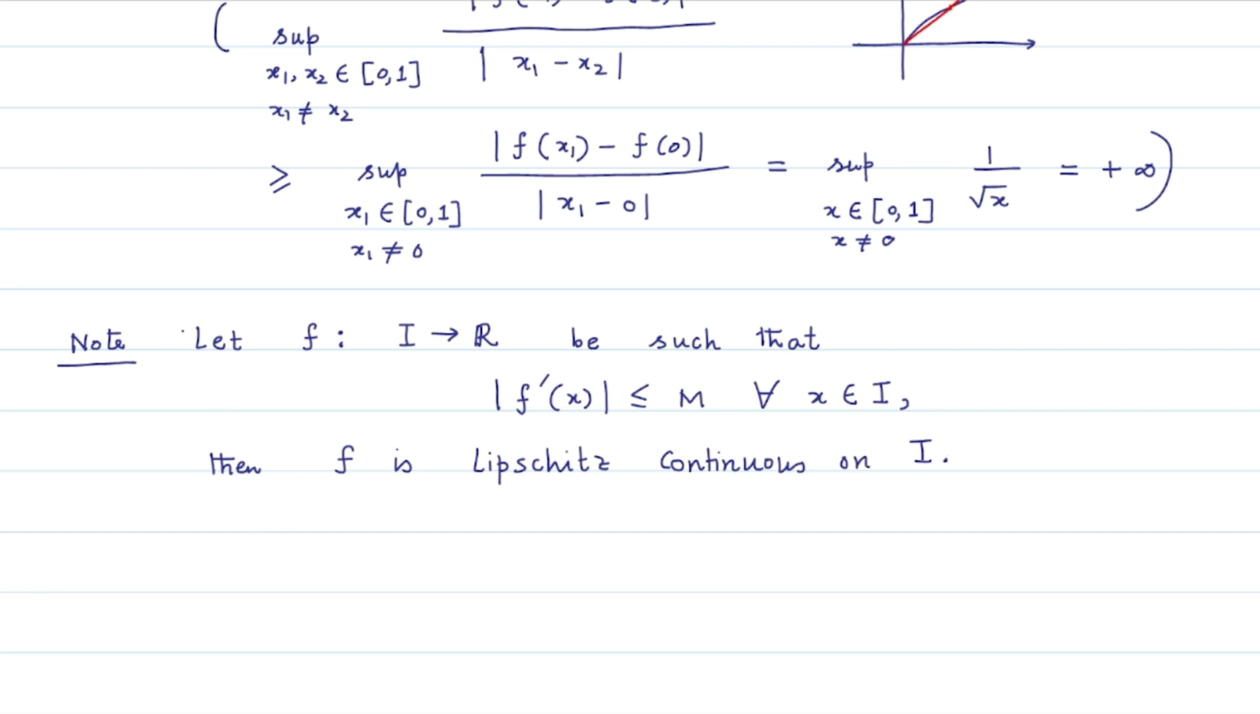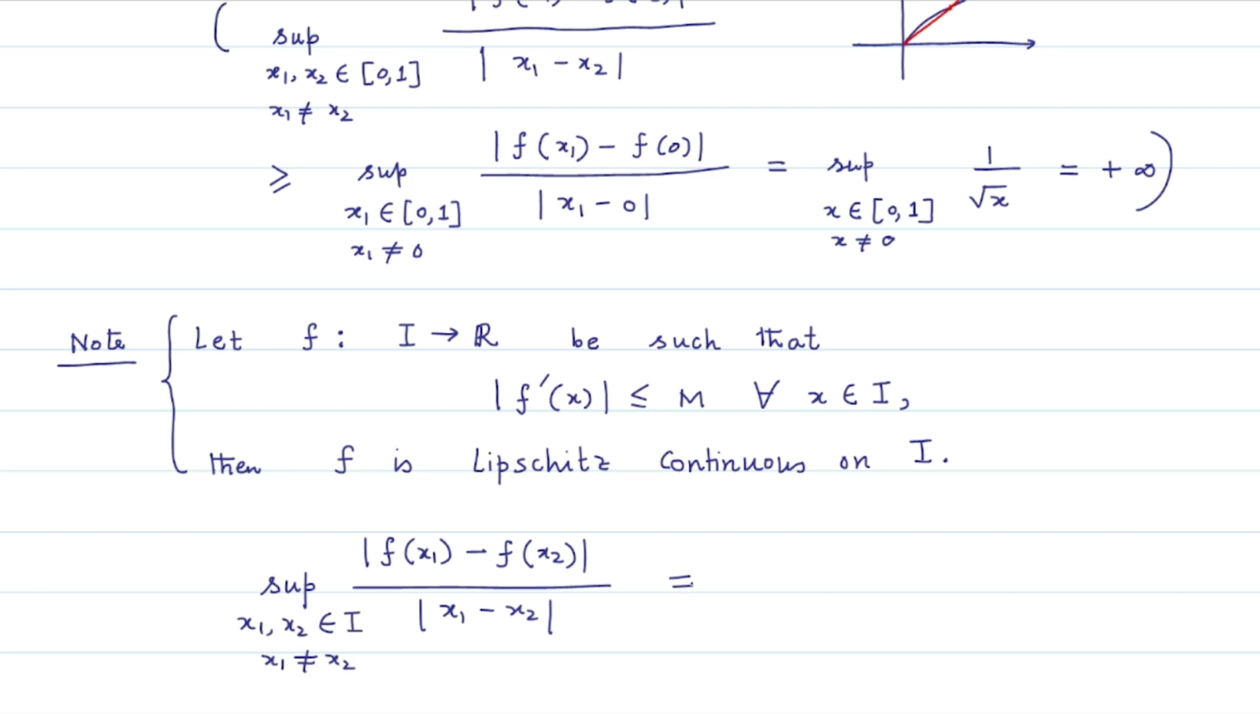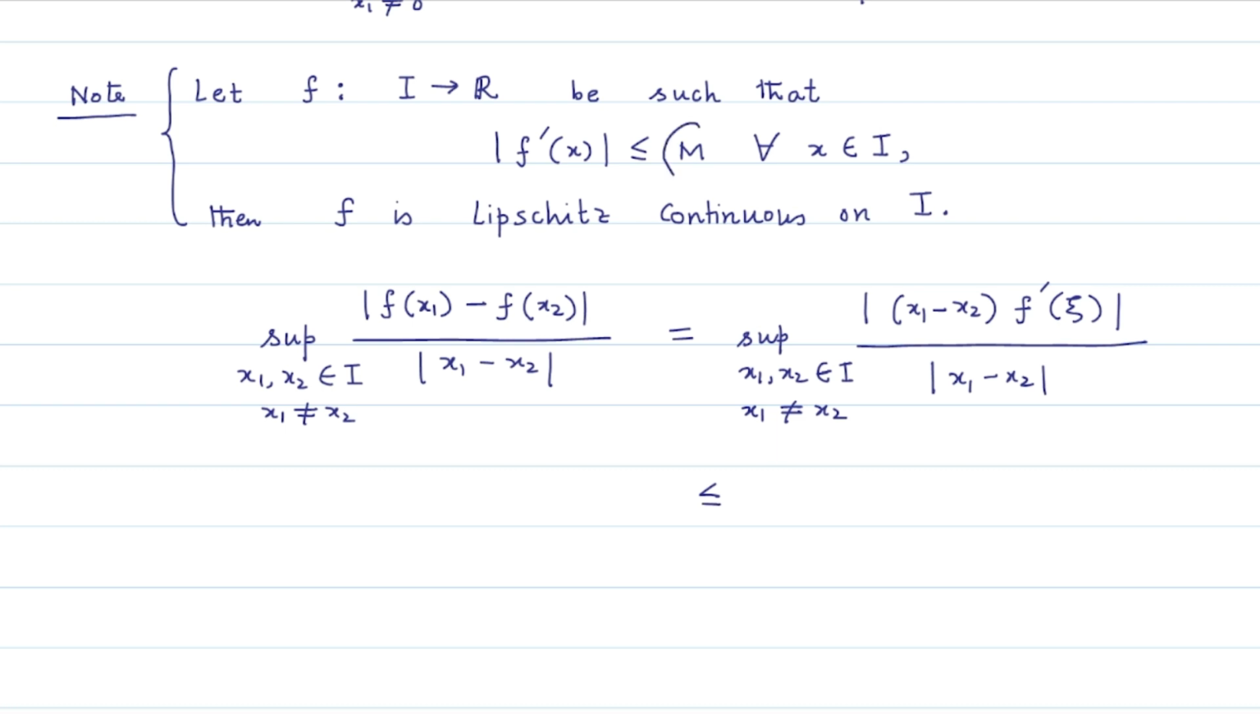This is due to the fact that if we try to compute the supremum of this ratio over the given interval capital I, then by Lagrange's mean value theorem, as the function f is differentiable on capital I, the expression in the numerator inside this absolute value gives us x1 minus x2 times f dash xi for some xi lying strictly in between x1 and x2, and then ultimately this ratio is bounded by this constant capital M, and hence the function f is a Lipschitz continuous function on the set capital I.